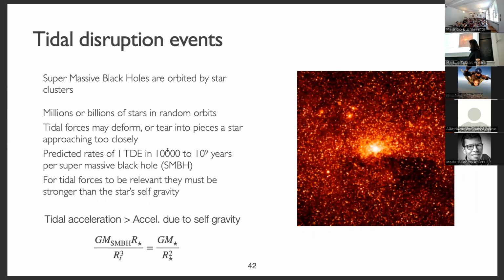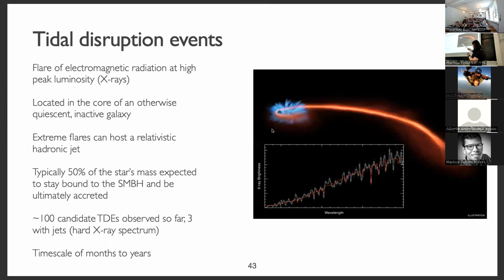roughly once in every 10 to the 4 to 10 to the 9 years, one star will be in a situation where the tidal forces on it are larger than its own self-gravity. And so in that case, the star is stretched and we have something like this. So we have a stream of star matter being pulled, and then half of the star ends up orbiting the supermassive black hole in close orbit, and the rest in a more open orbit. And this produces an incredible explosion.